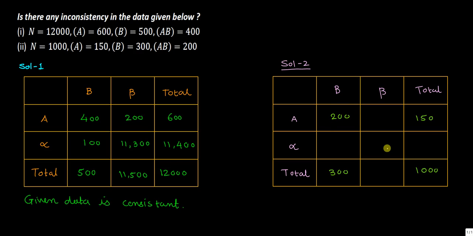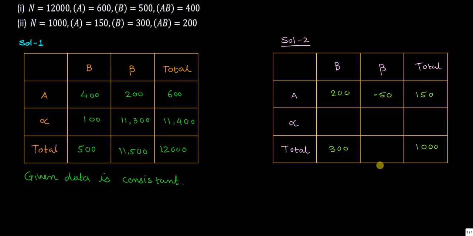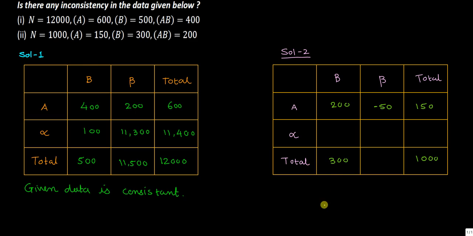But see, we don't have to find any cell values because here 200 is given and the total is 150. That means this cell frequency should be negative 50. Then we will get 150. So this data is called inconsistent data.